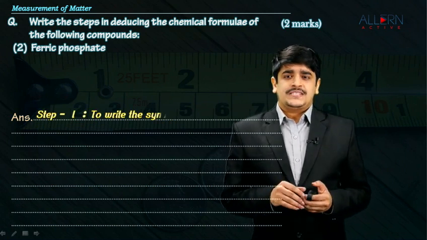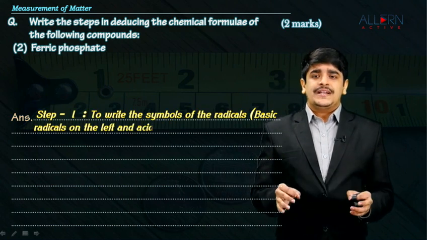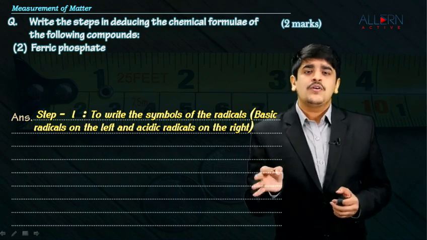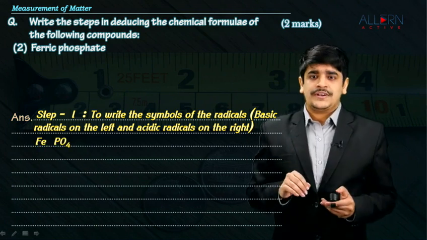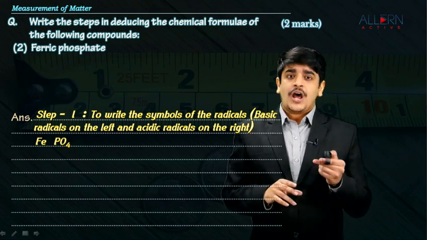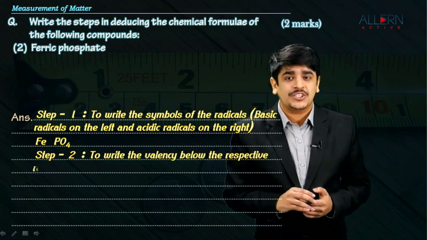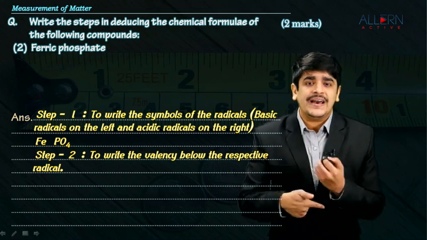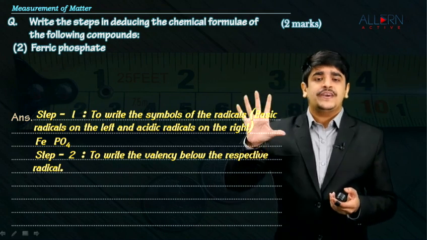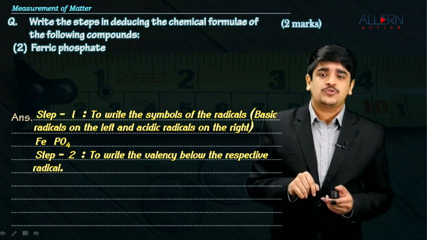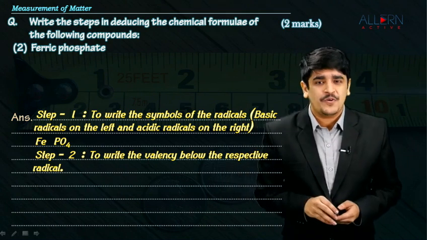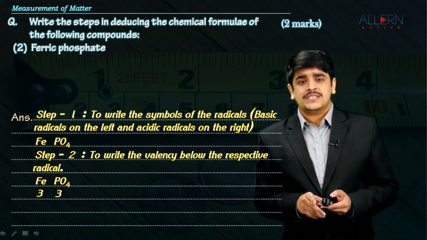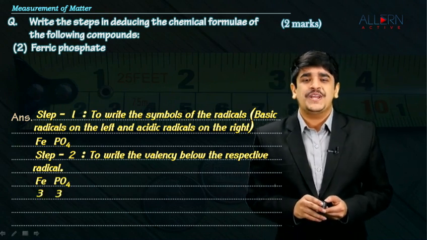Ferric phosphate is next. Step 1, write down the symbols of the radicals, basic to the left, acidic to the right. Ferric is Fe, right? Phosphate is PO4. So, let's write it down. We have Fe and PO4. Now, what do we need to write down? We need to write down the charges associated, the valency associated. Ferric, higher valency. Fe with a charge of 2 plus is ferrous, Fe with a charge of 3 plus is ferric. So, Fe with a charge of 3 plus and phosphate is PO4 with a charge of 3 minus. Let's write it down. So, there I have it, Fe with a charge of 3 plus, phosphate, that is PO4 with a charge of 3 minus.